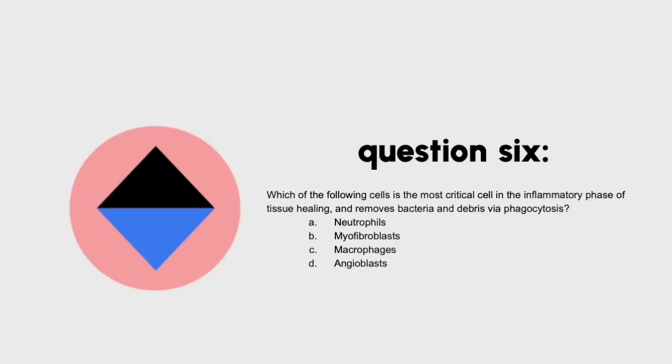Question 6, correct answer is C, macrophages. Neutrophils are white blood cells that fight infection and heal injuries. Myofibroblasts assist in wound healing by pulling together the wound edges, and angioblasts are cells that form new blood vessels.